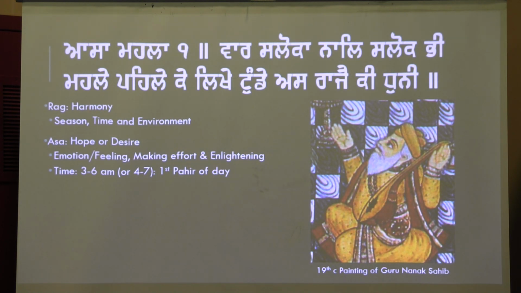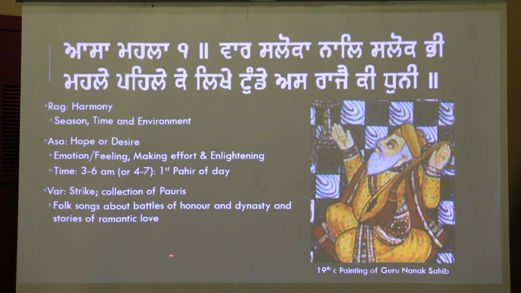So what does Var mean? I said at the beginning, what's a Var? It's a folk song, a ballad. What do you call it when you're fighting in a battle and someone hits you? It's a Var. That's where the word actually comes from. It's when you strike somebody. That's where the song came from, because songs were about fighting. So Var is a strike, it's a collection of pauris, and it's a folk song about honor and romantic love. But Guru Sahib Ji took those old stories and transformed them.